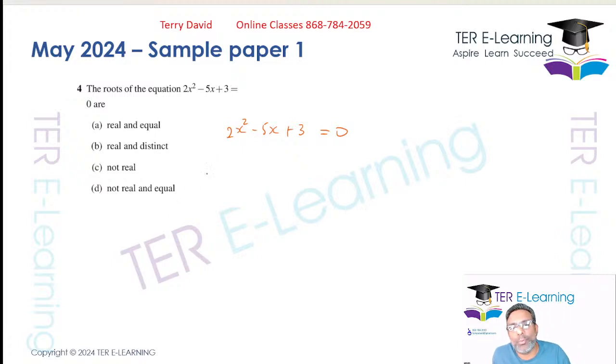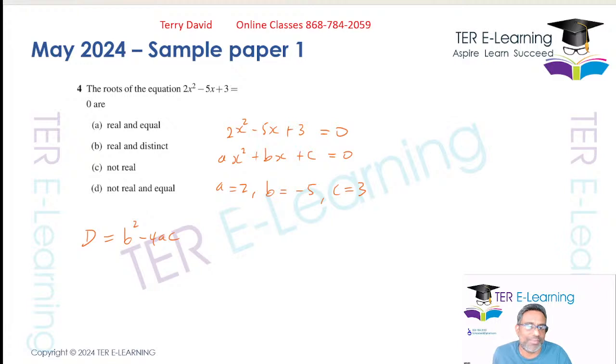So when you want to figure out what roots you have, we need to figure out what is the discriminant, right? The discriminant is given by b squared minus 4ac. That's your discriminant. So what you're going to do is compare this equation here with your quadratic, which is ax squared plus bx plus c is equal to 0. What that tells you is that a is equal to 2, b is equal to -5, and c is equal to 3, right? So those are the values of a, b, and c.